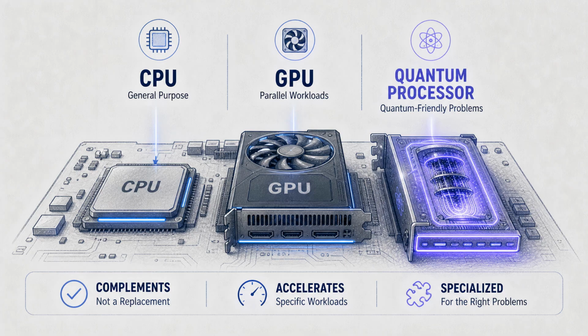A helpful comparison is a graphics card. A GPU does not replace your laptop's main processor. It accelerates certain workloads, especially parallel math for graphics and AI. A quantum processor may play a similar role for certain quantum-friendly problems.